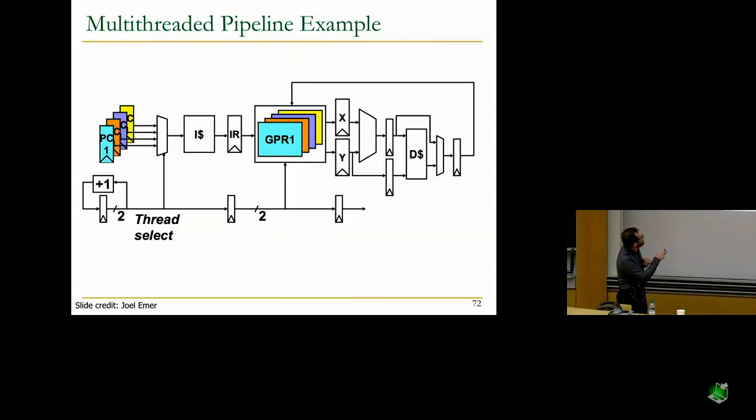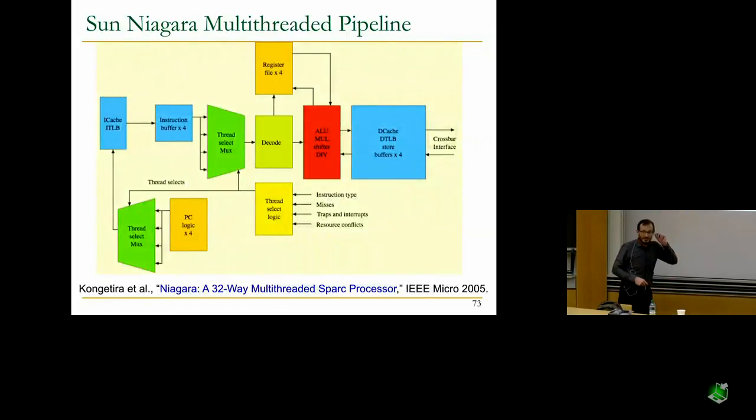But for fine-grained multithreading, you need separate register files, as you can see. And if you think about now 120 threads, you need 120 register files over here, which means that you have a mux. Right? Of course, you can be more intelligent in the design of this. Okay, so Sun Niagara had similar principles.